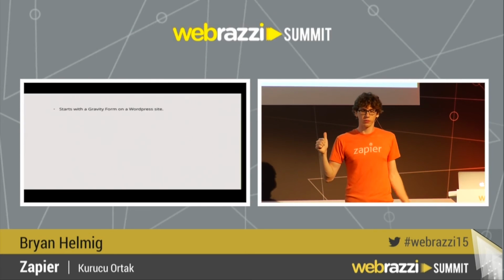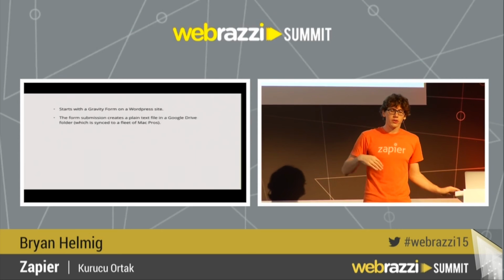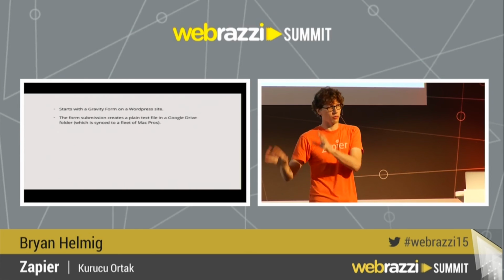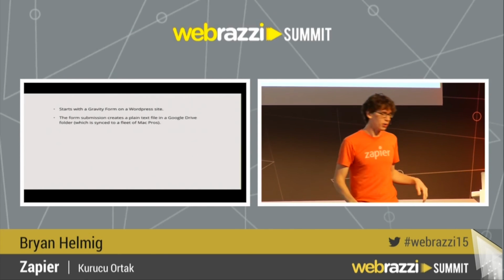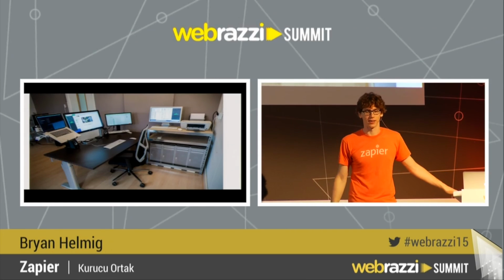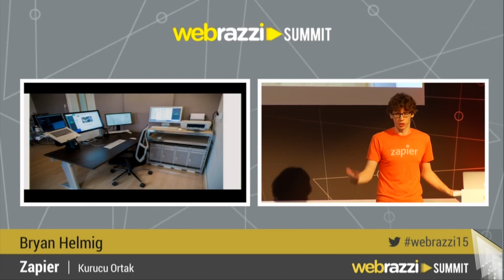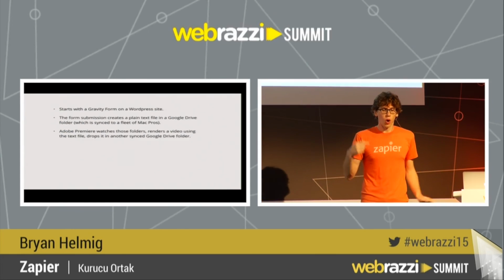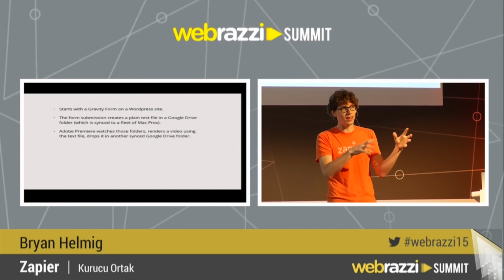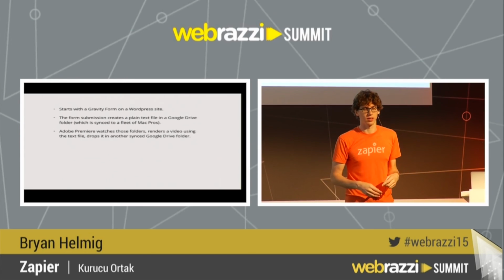He starts with the Gravity form on a WordPress site. So he's just using a WordPress site with a plugin. That triggers a form submission that creates a plain text file in Google Drive. Now the Google Drive file or folder is synced to his fleet of Mac Pros, and I actually have video evidence of this here. You can see on the right side here, that's his fleet of Mac Pros. They're all just networked together, and he's running software on it that he's familiar with because he's a video editor. So Adobe Premiere watches those folders, and whenever it sees a new one, it uses that data in the video. It just uses it through an automated mechanism that he has set up.